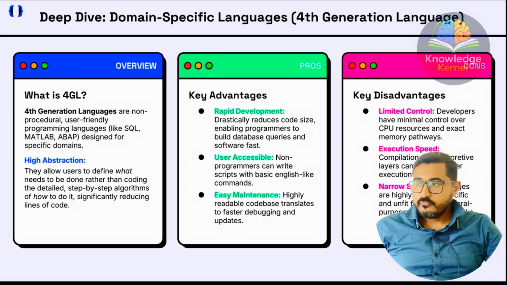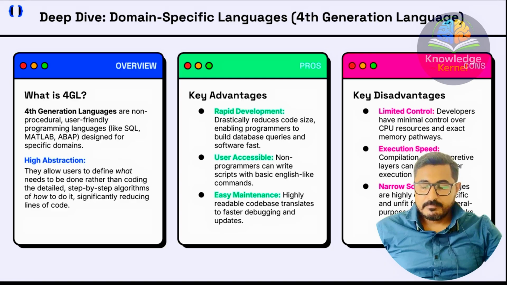The drawback of fourth generation languages is that developers have only limited control over the CPU resources and the exact memory pathways. In the case of a fourth generation language, the developers will not write a long line of code, or they simply give certain simple commands to get the work done. In this case, the execution speed is comparatively slower than the previous generation because a translation is required. Either a compilation or an interpretation is required to convert the command we are writing in a high-level language to a machine executable form.